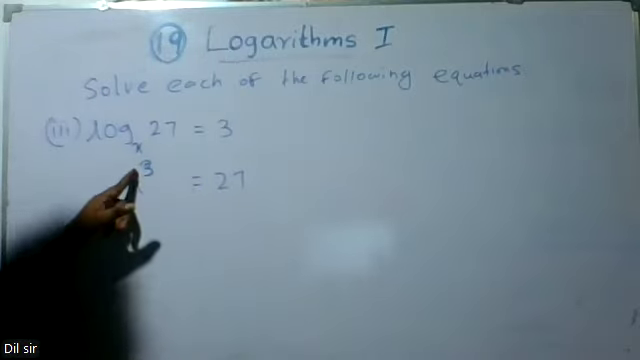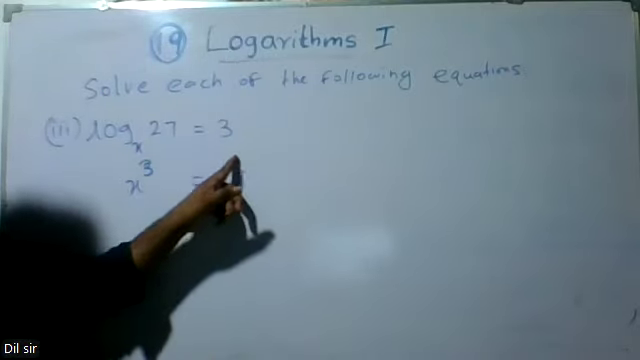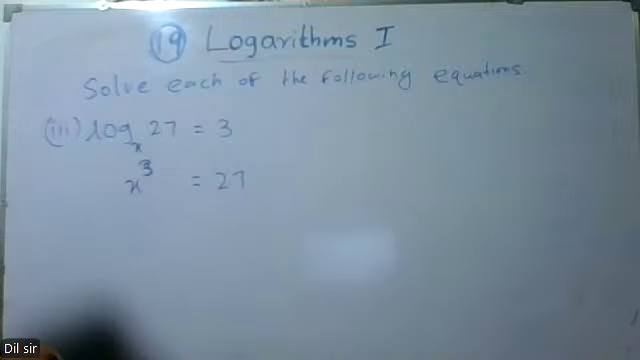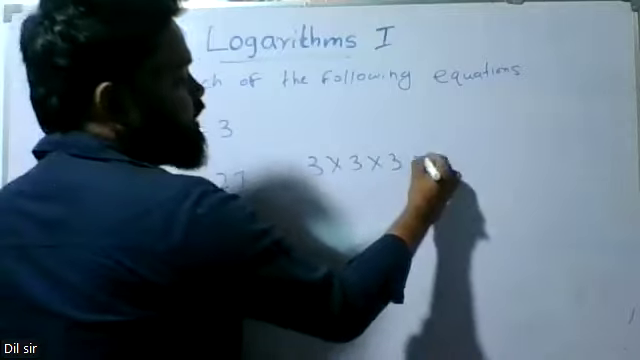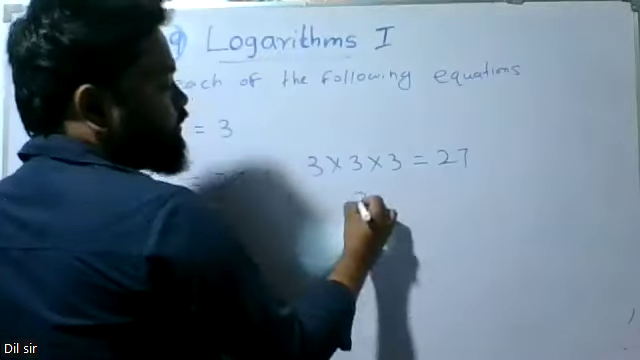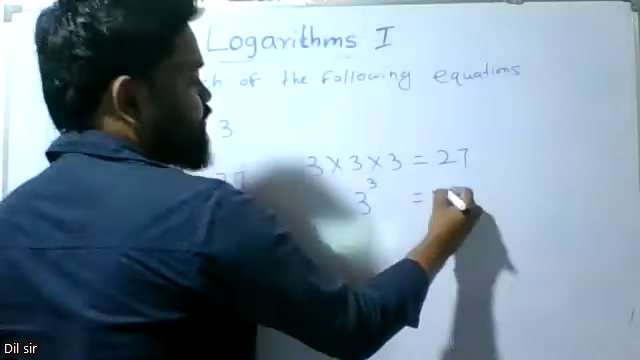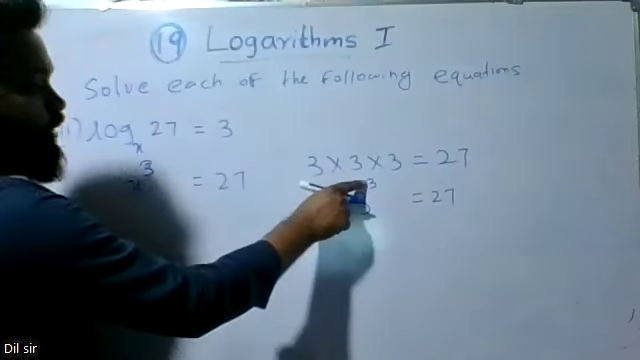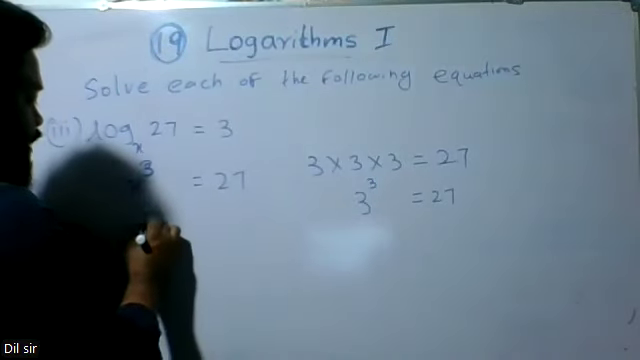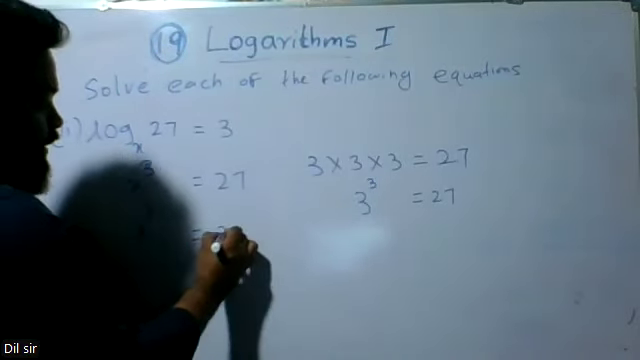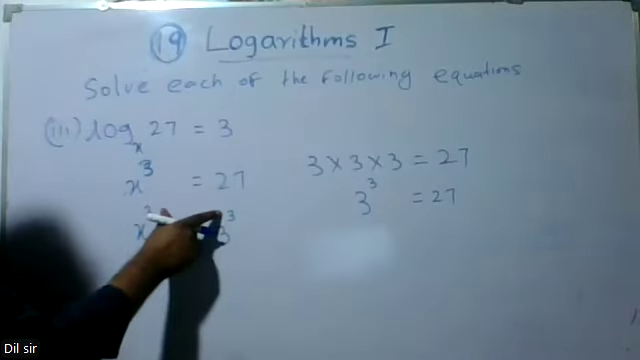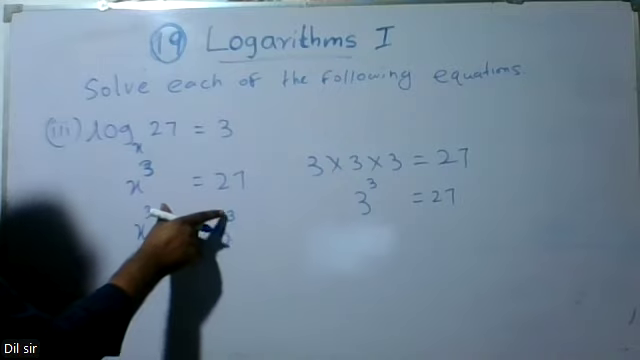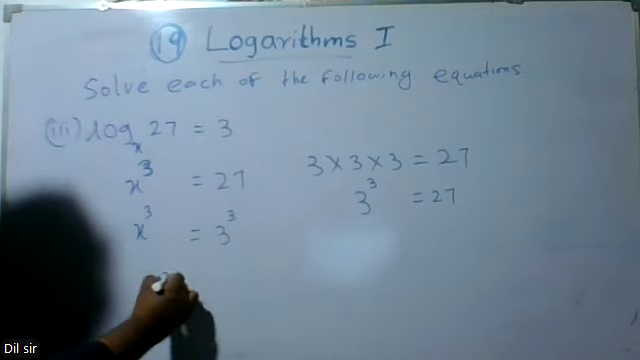The index is 3, so now we need to write 27 with index 3. How to write? Look, 3 times 3 times 3 is 27. So 3 to the power 3 is 27. Now the index is 3. Right. Then I can write x to the power 3 equals 3 to the power 3. Now the two indices are the same. At this time, equate the bases. Now what is the x value? X is 3.